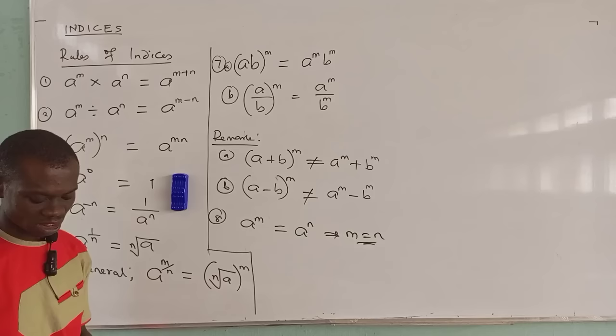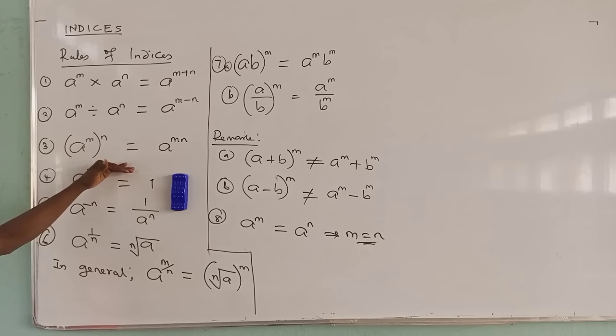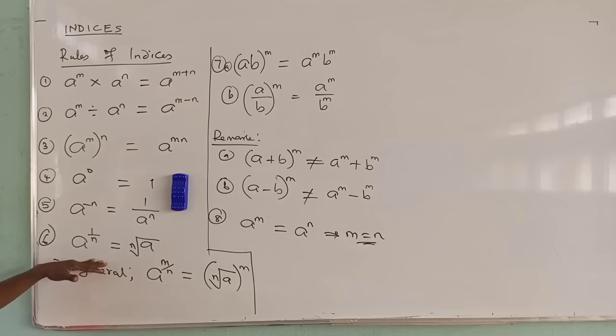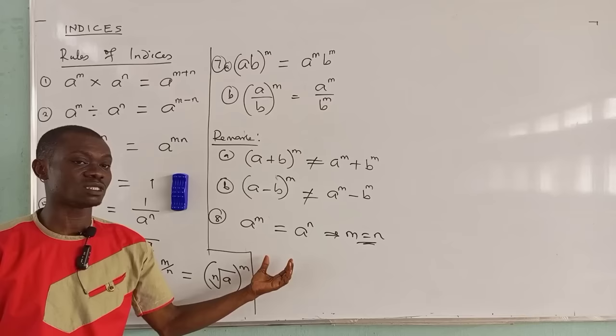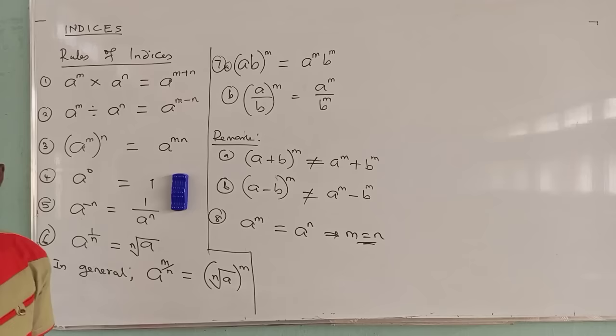And so these are the basic rules of indices that we have. So we have the multiplication rule, division rule, the power rule, the zero power rule, the negative index rule, the fractional index rule, the power of a product, power of a quotient, and then when you have two index numbers with the same base being equal, their powers will also be equal. Now, quickly, we are going to take a few examples.